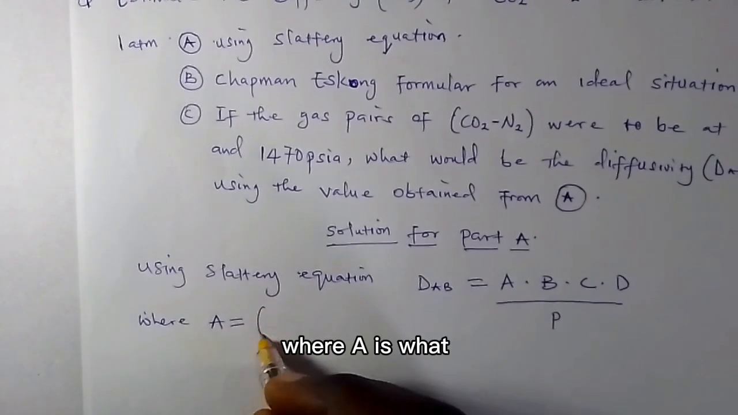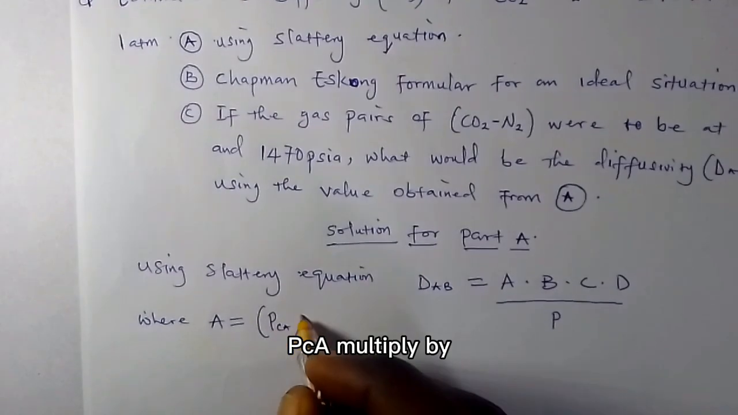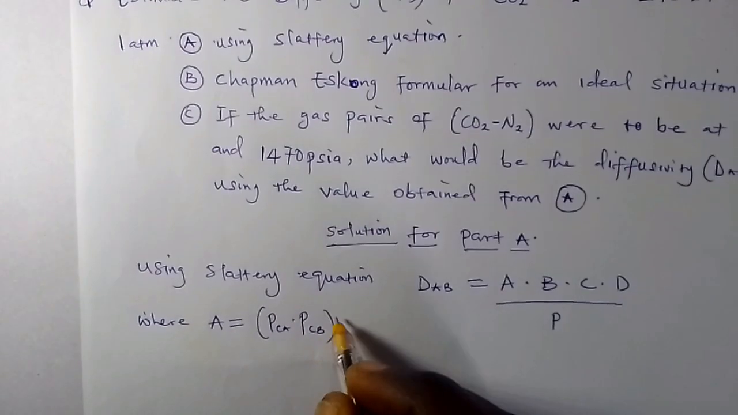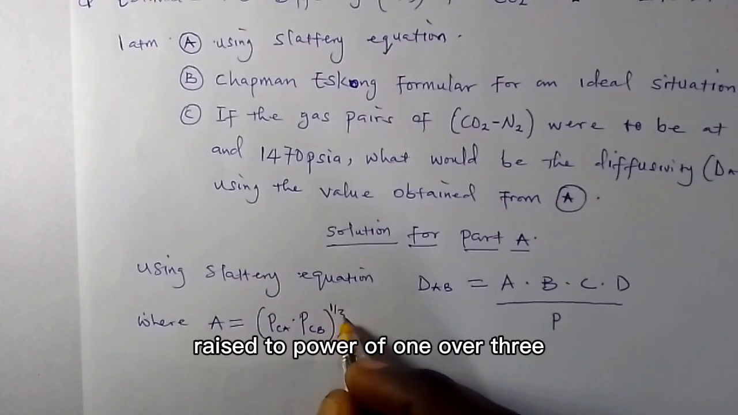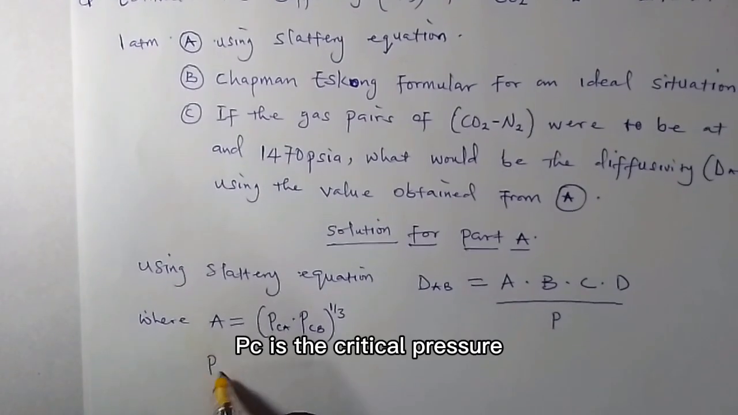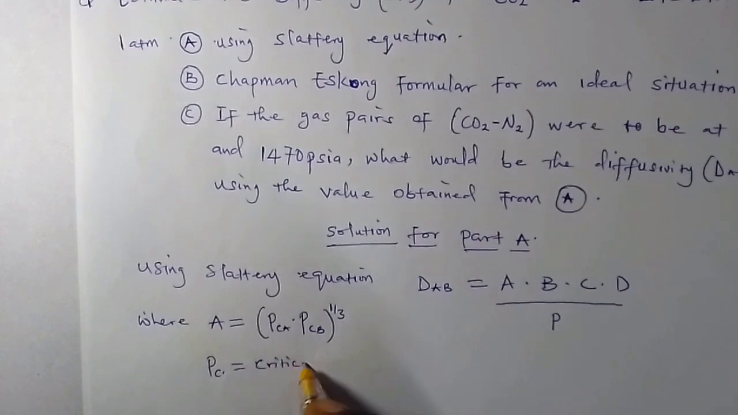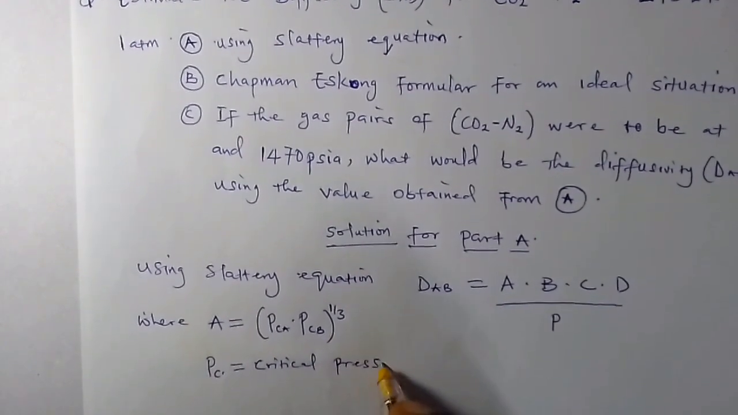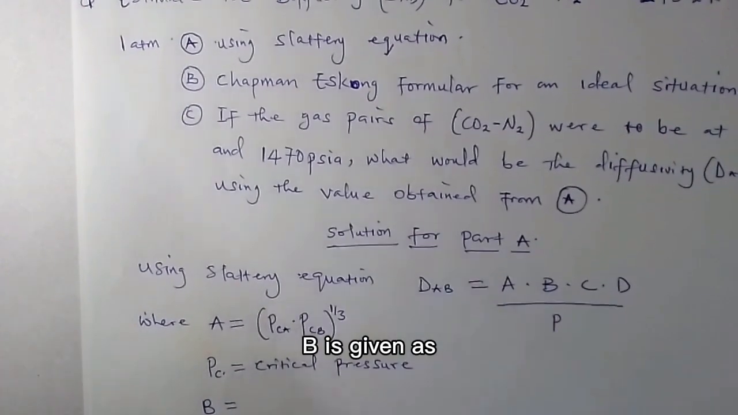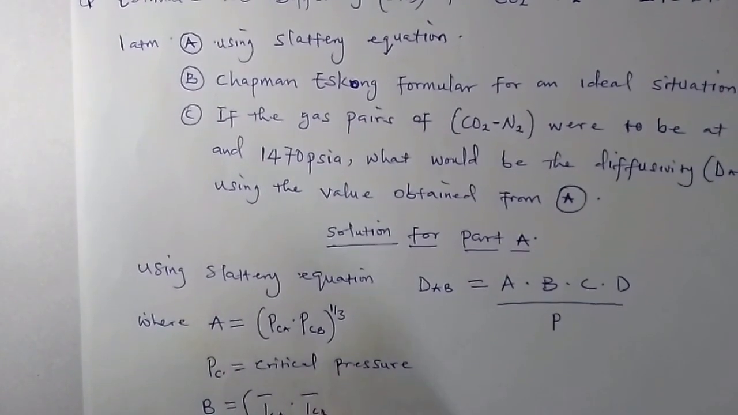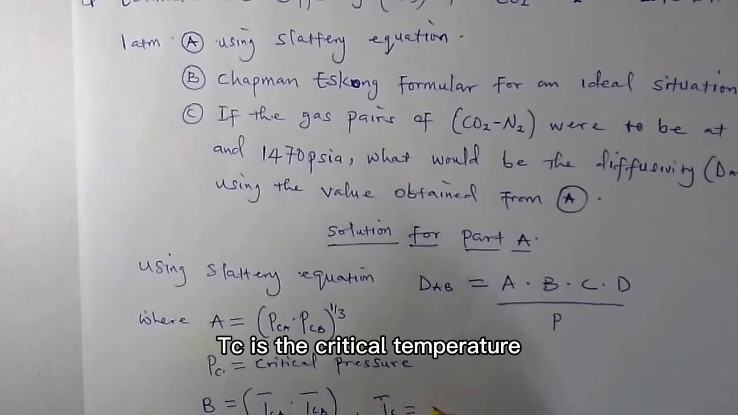A is PCA multiplied by PCB, raised to the power of 1 over 3. PC is the critical pressure. B is given as TCA multiplied by TCB, where TC is the critical temperature.